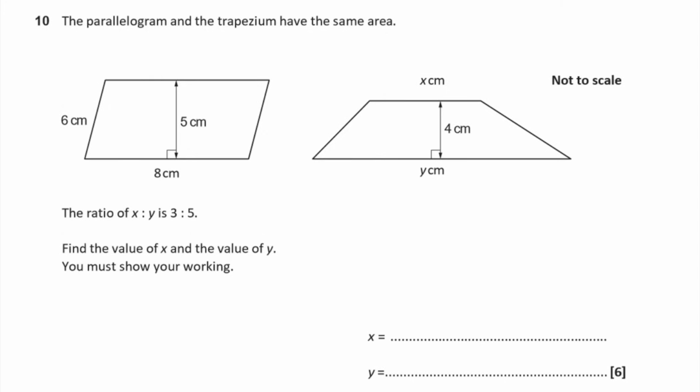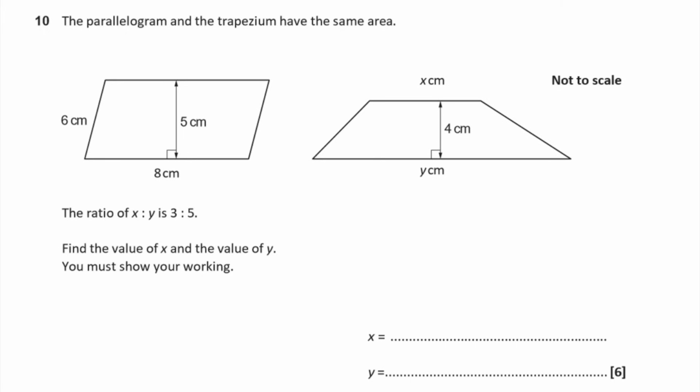Question 10. The parallelogram and the trapezium have the same area. The ratio x to y is 3 to 5. Find the value of x and the value of y. You must show your working. Okay, so we've got a parallelogram with all the dimensions, and a trapezium where we've only got one of the dimensions. But I guess we can work out the rest by using the fact that they have the same area. So I'm going to find the area of the parallelogram first, and then I can equate the trapezium with it, and then hopefully I can work out what x and y are.